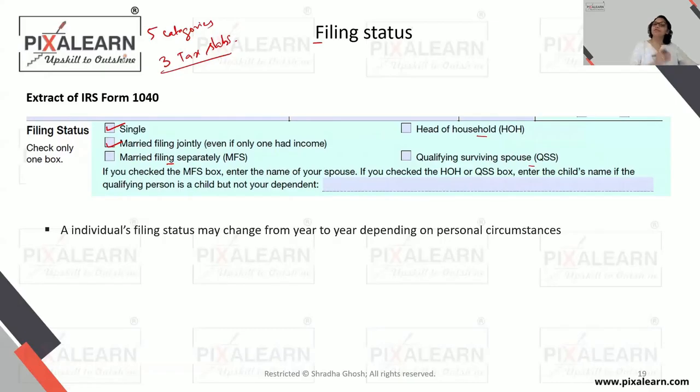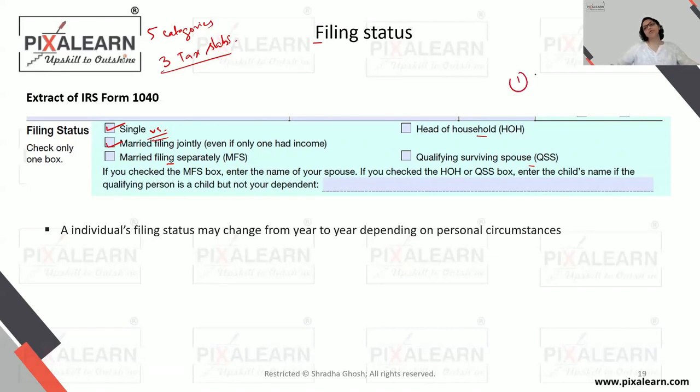So, even as an individual, you have 5 different statuses which will give you economic advantage or which may not give you as much economic advantage depending on which status you are choosing. And this is something which can change year on year. So, every year when you file your return, you'll have to determine which is your status. So, what are these 5 statuses? Now, first, let's understand single versus married filing jointly.